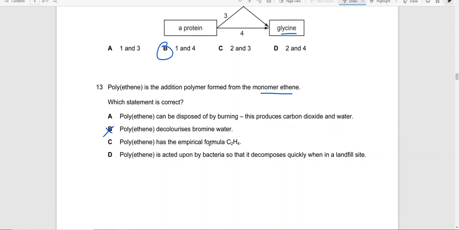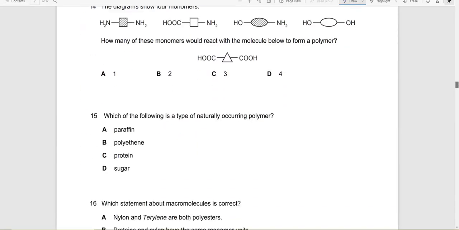Polyethylene has the empirical formula C2H4. No, its empirical formula would be CH2. Polyethylene is acted on by bacteria so that it decomposes quickly when in a landfill site. No, it does not. They are non-biodegradable. The answer would be A. They can be disposed of by burning.